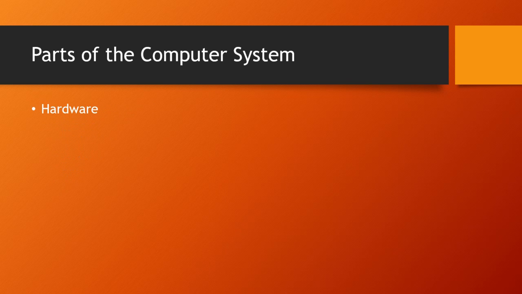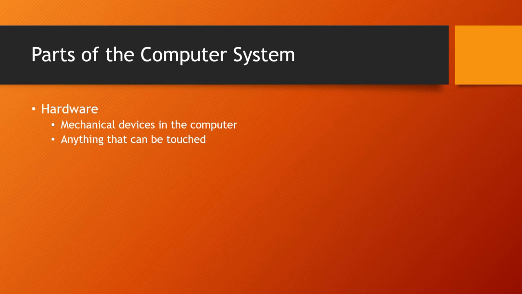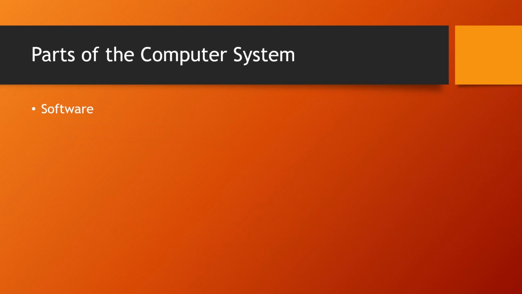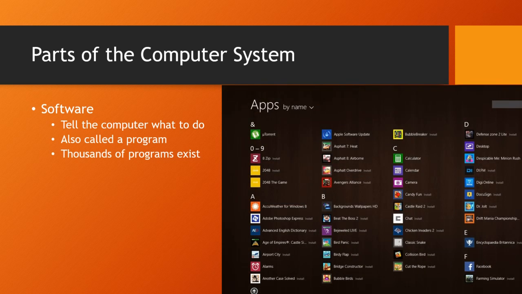For the hardware, these are the mechanical devices of a computer, anything that can be touched, the tangible parts of your computer. They could be your monitor, your CPU, your mouse, keyboard, printers, speakers, etc. The software includes your operating system and all the other applications that you install in your computer. The software tells the computer what to do, and they are also called programs. There are thousands of programs that exist.